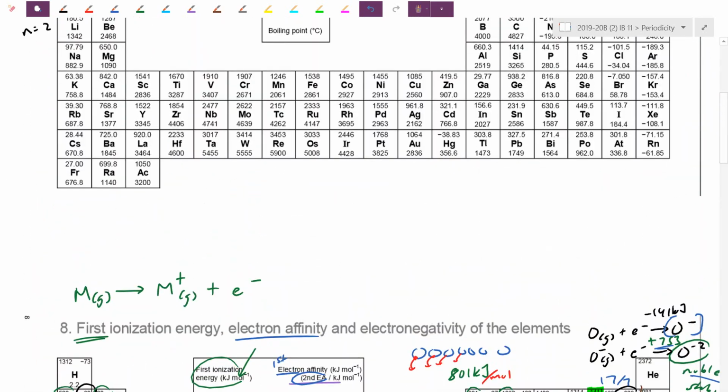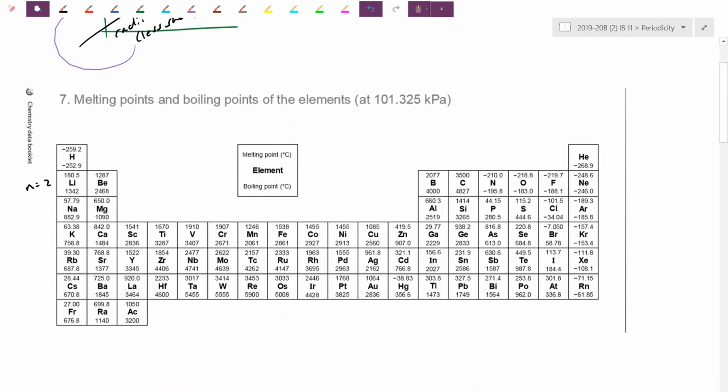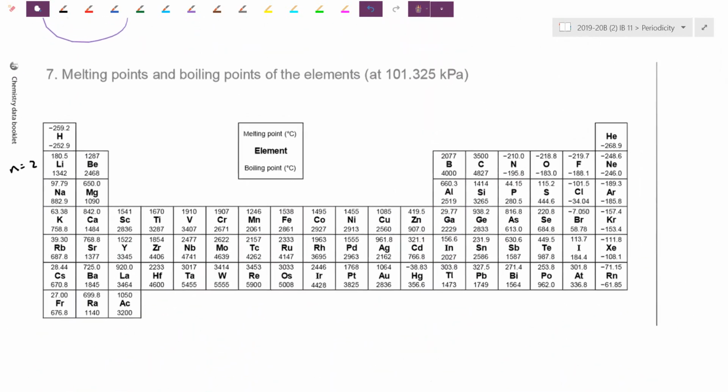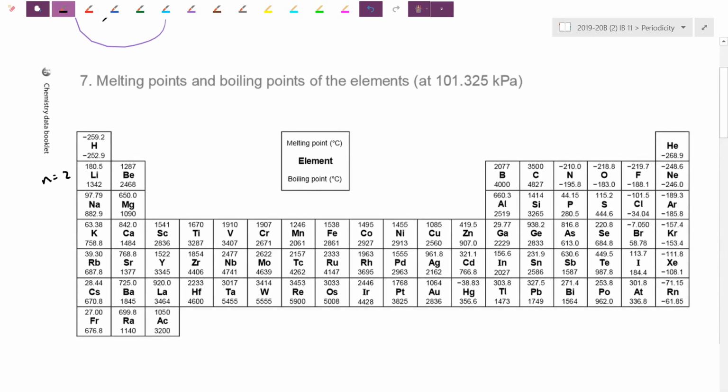Case in point here, we're going to look at the melting points. So this is section number 7. We have been dealing with section 8 here. But section 7 here likewise has a periodic table. It quotes the melting point here in Celsius. I think some of your tables now quote it in Kelvin. Doesn't really matter. What you're going to have here is melting points on the top of every element box.